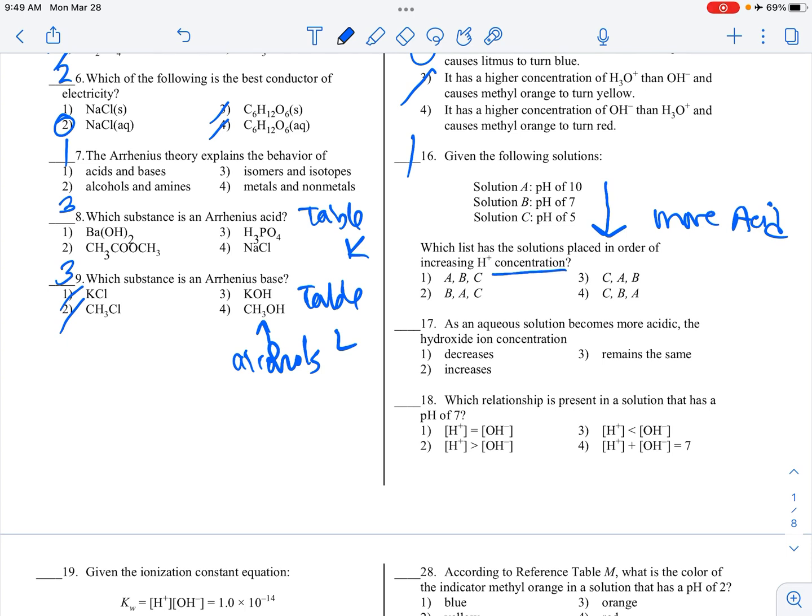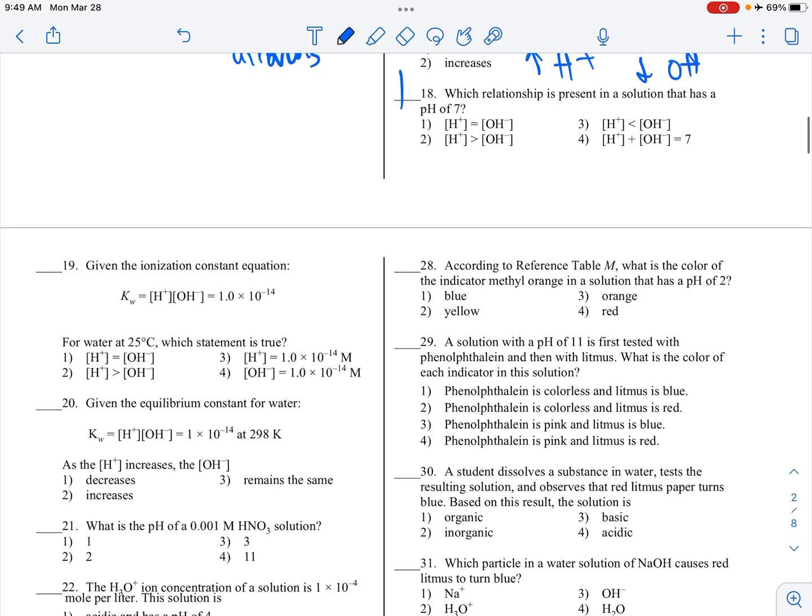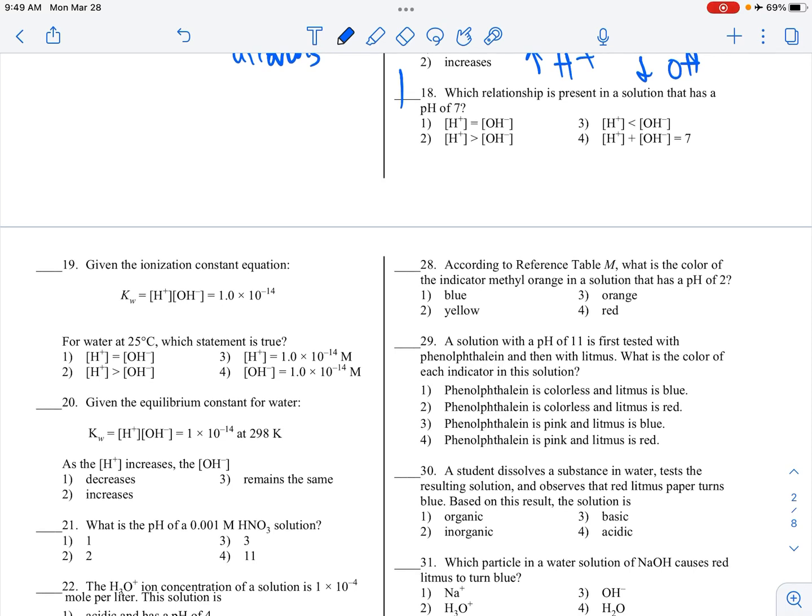So more acidic means more H plus, so less OH minus. pH of 7 means you've got equal amounts of hydroxide and hydrogen ion. So choice 1. Okay. Number 19.